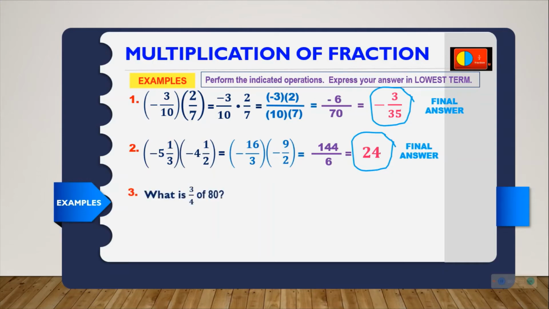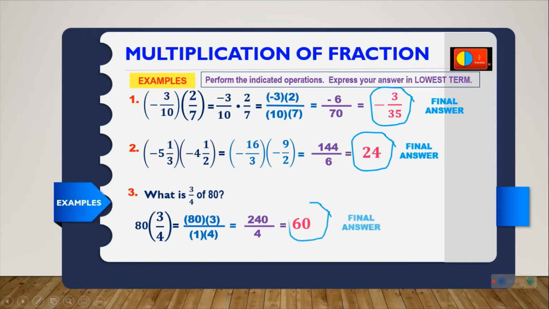Next, number 3. What is 3/4 of 80? So, 80 times 3/4. So, 80 times 3 over 1 times 4. Kasi nga, di ba sabi ko, pag whole number, may automatic 1 yan. So, 80 times 3, that is 240, over 1 times 4 is 4. So, since pwede mong i-divide yung dalawang yan, the answer is 60.